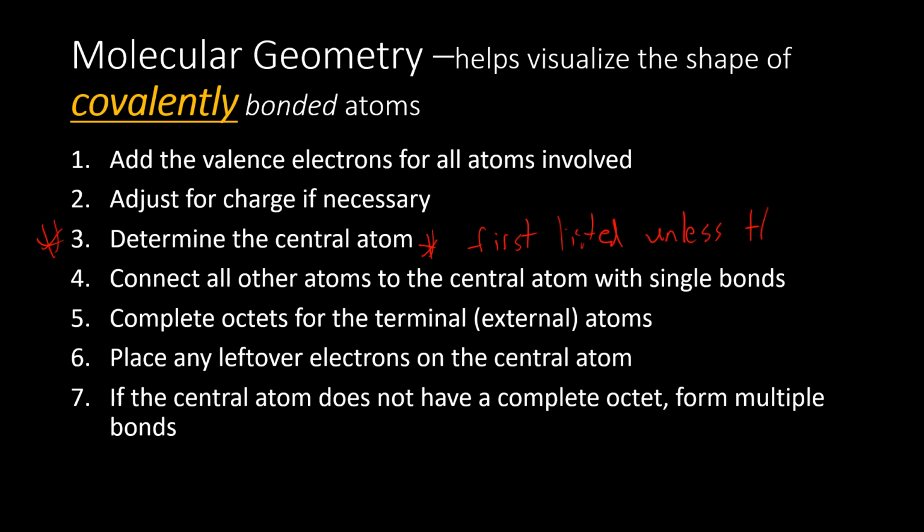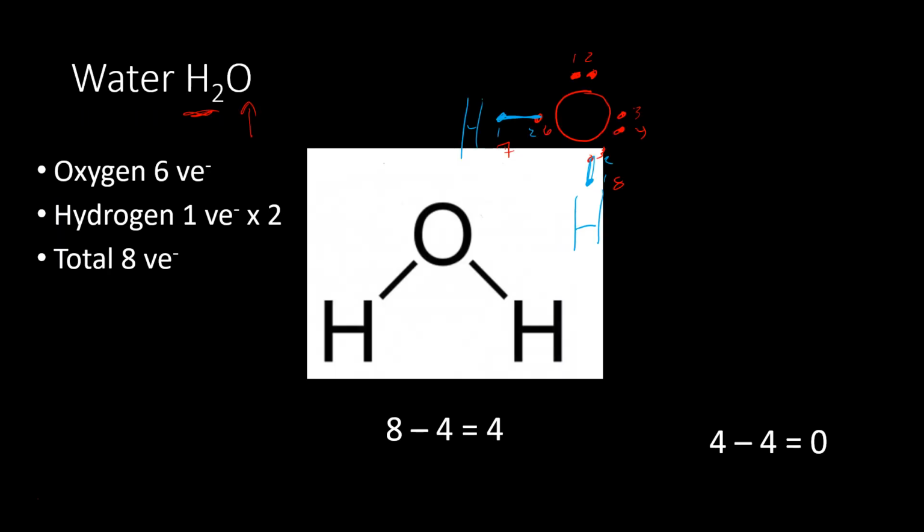The other thing that I like about this is you adjust for charge. This is a good rule, right? If something has a positive charge, you would take away an electron. If something has a negative charge, you would add an electron. So let's get into that a little bit here.